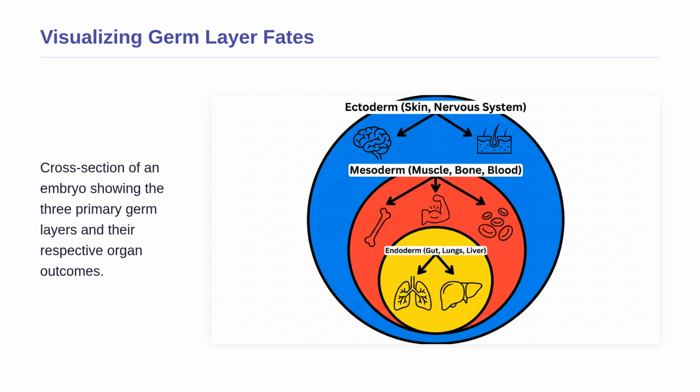The middle red ring is the mesoderm, which the arrows show developing into structural components like bone, muscle, and blood cells. Finally, the innermost yellow region is the endoderm, pointing directly to internal organs like the lungs and liver. This diagram beautifully summarizes the biological roadmap we have been discussing, showing exactly where each tissue originates.